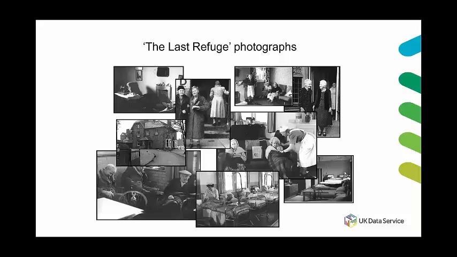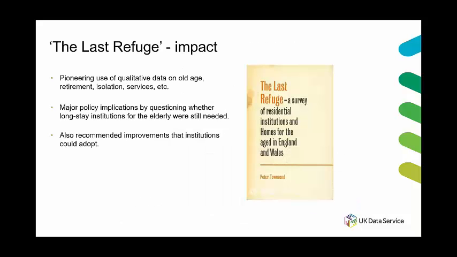And the reason that this collection is so influential is twofold. So one is that it was a pioneering use of qualitative data in the area of old age, retirement, isolation services, and so forth. Some quantitative work had been done, but really the use of qualitative data for this kind of direct policy relevance was new with Townsend's work.